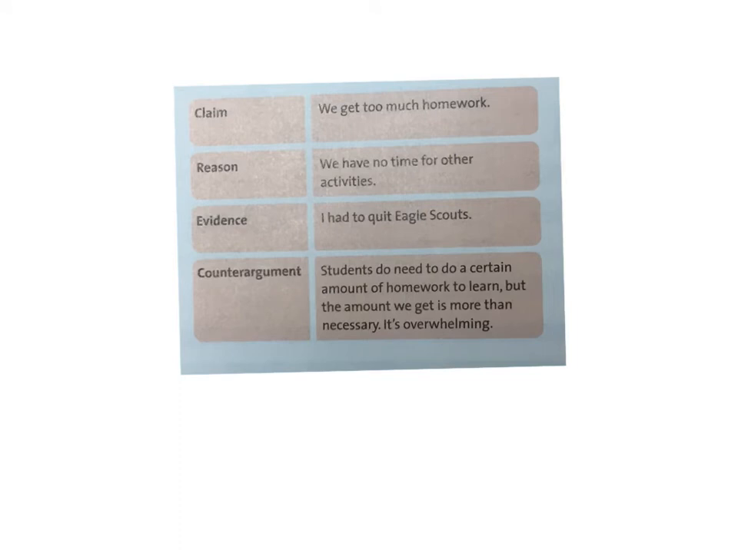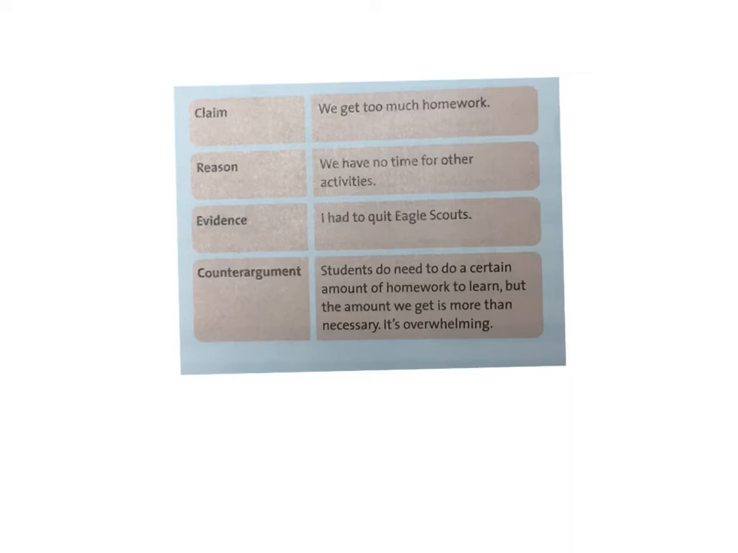Any effective argument is going to have these 4 things along with a concession. Claim is your opinion. So here we get too much homework. Okay, reason. So why are you saying we have too much homework? That homework is interfering with what? We have no time for other activities. What's evidence? So an example of some of the other activities you would like to do. I had to quit Eagle Scouts.